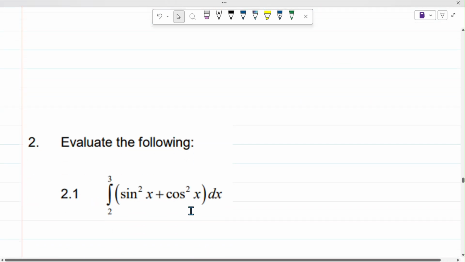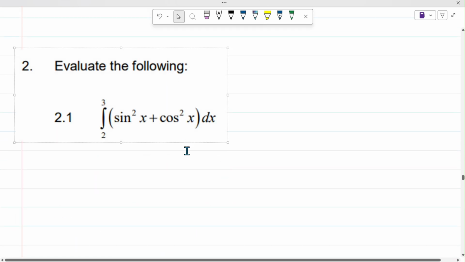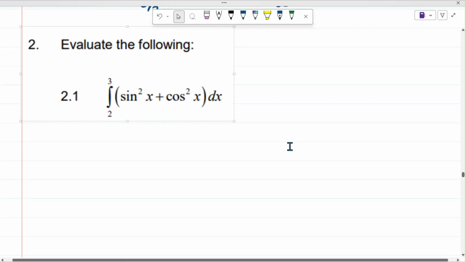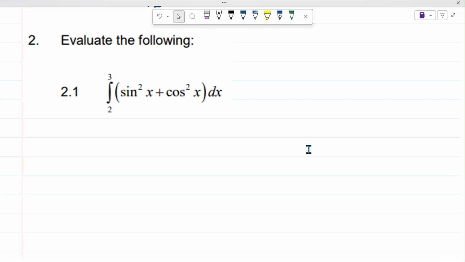So now we have definite integrals. Now we are required to evaluate the following questions. As for number 1, being given the definite integral from 2 to 3 of sine squared of x plus cos squared of x, we're supposed to integrate this definite integral.